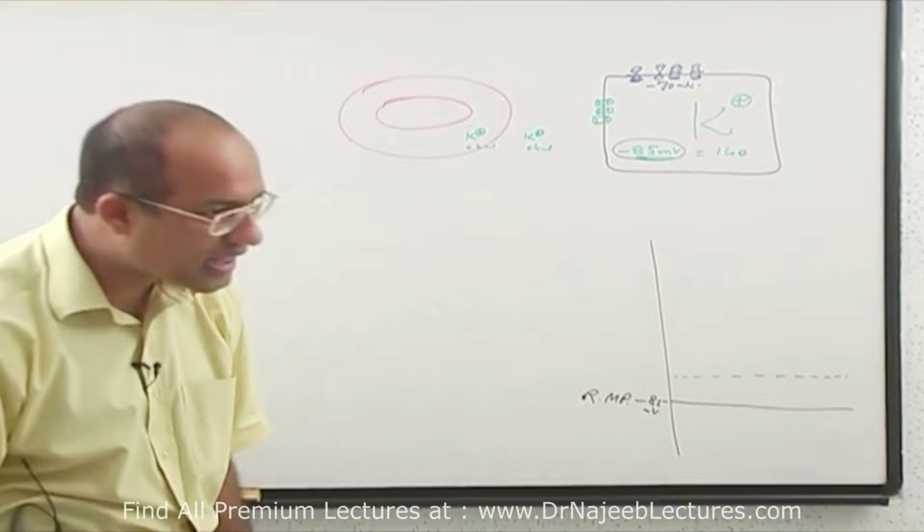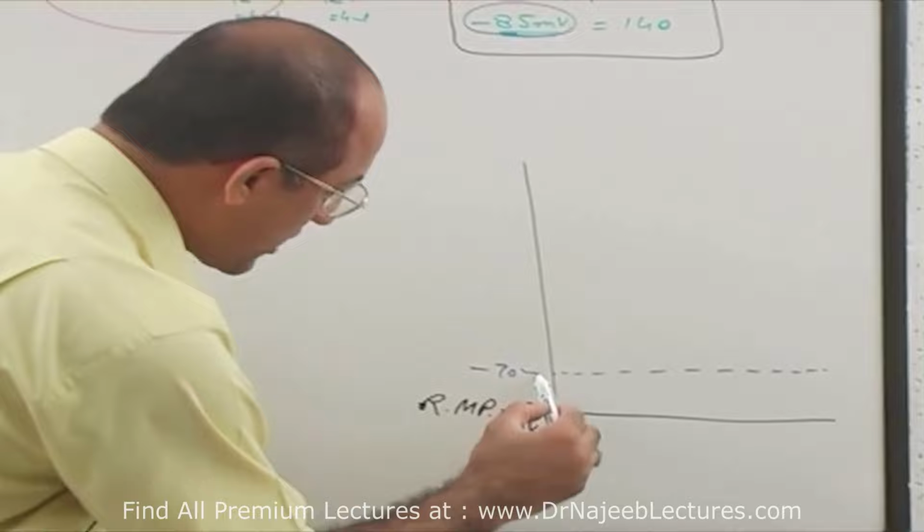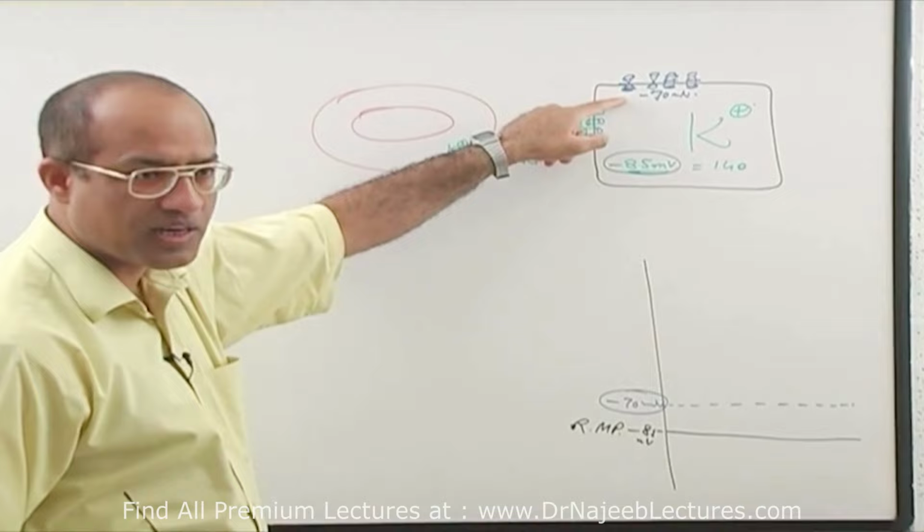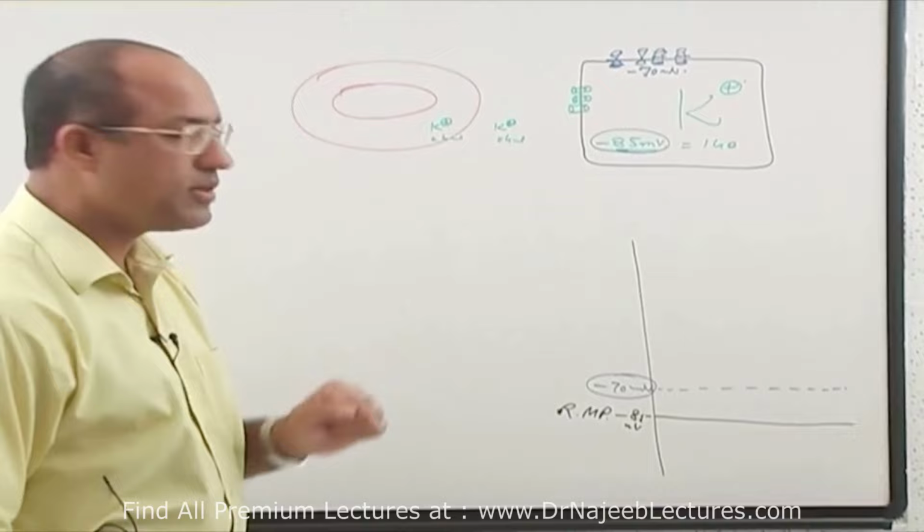Here I put minus 70 millivolt. Let's suppose, what is it? This is a threshold potential. What is threshold potential? The potential at which fast cationic influx channels open, like sodium channels open. Am I clear? Now, if you want to excite the cell, right?